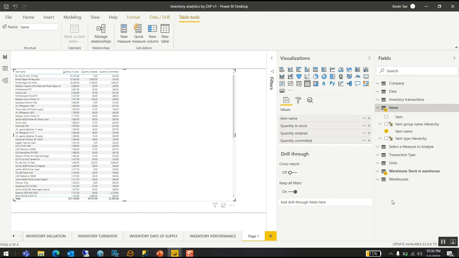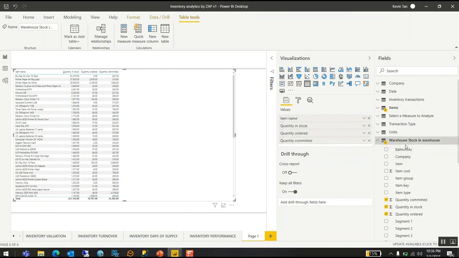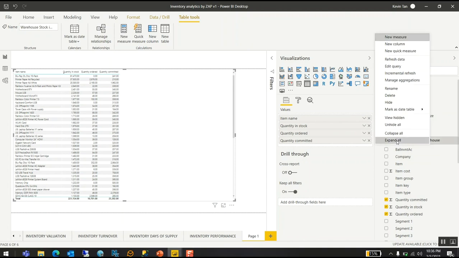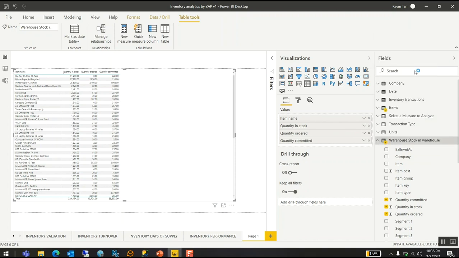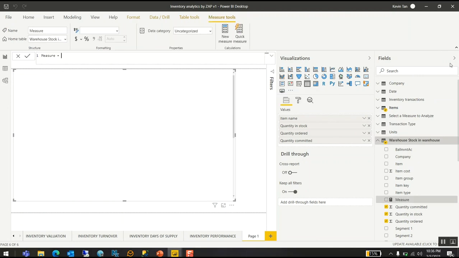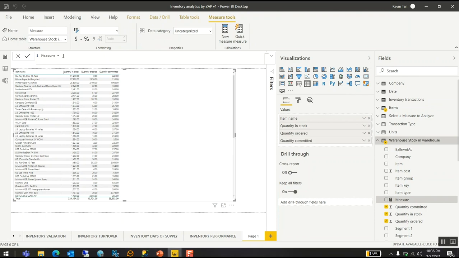Now I need a couple of formulas. So for example, I do need to have a quantity available, and that is a formula that takes the quantity in stock plus what's ordered minus what's committed. So let's do that. Where do I store my measure? I want to have it easily found, so I'll make sure I store it in the stock in warehouse table. So just expanding that, I just have to do a right click and say new measure. And I have the option to create a new measure right here.